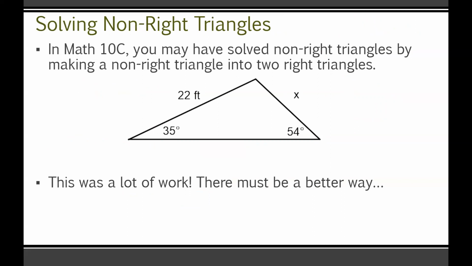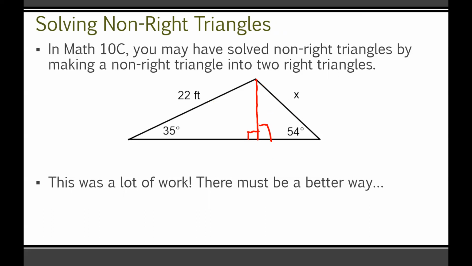Clearly on the screen right now, you can see we have a non-right triangle, a triangle that does not have a right angle in it. In Math 10C, you may have actually solved non-right triangles. This might have been a question you were given at some point, by making a non-right triangle into 2 right triangles. That's always a nice way of solving it. It just takes a little bit of time. That's basically where you look for your peak, right up here, bring it straight down, and then bingo, bango, bongo, we got 2 right angles there, right? So we have a right triangle in the corner here and a right triangle over here.